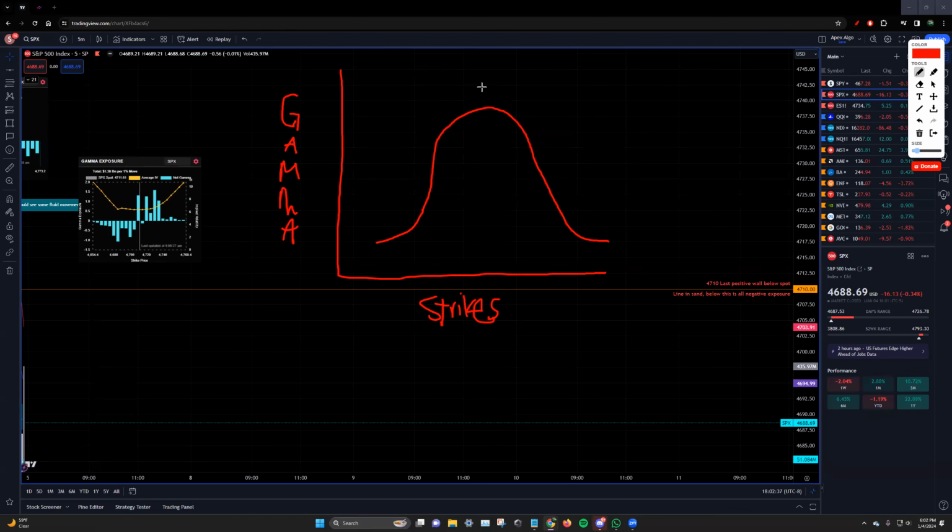Okay, so let's pretend we have a strike here, and that is the peak of the bell curve, right? So getting into it, where does gamma have the most effect? It has the most effect at the peak here, and this is considered at the money. So at the money strikes, wherever you are, depending on where the spot price is, will always have the most effect in terms of gamma.